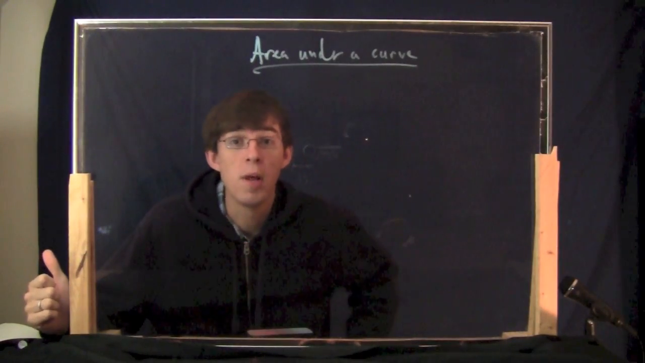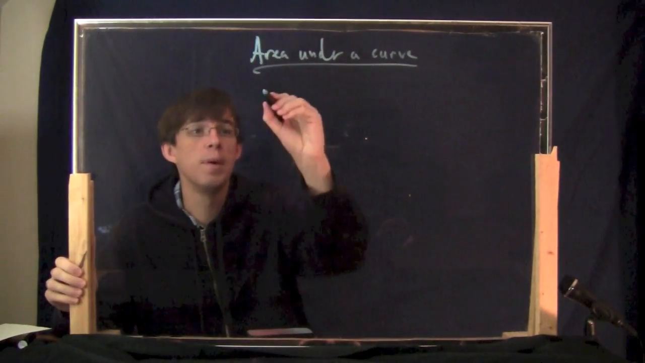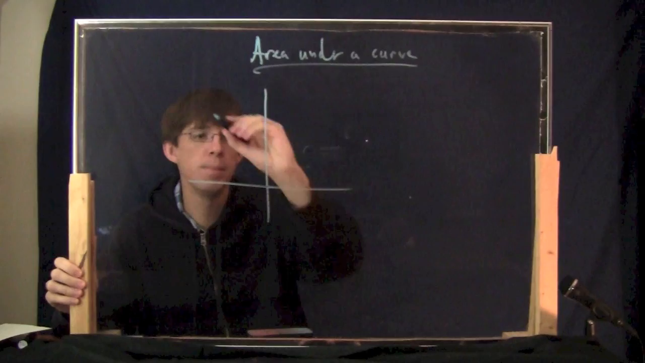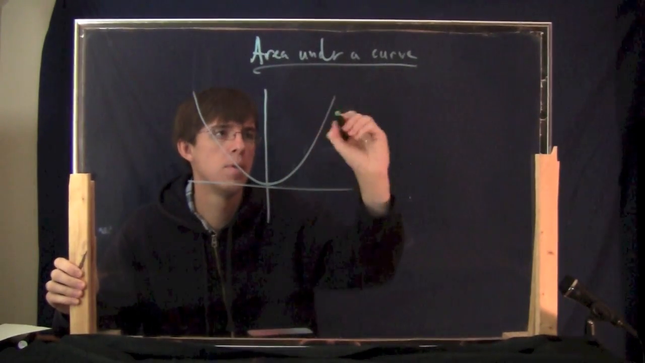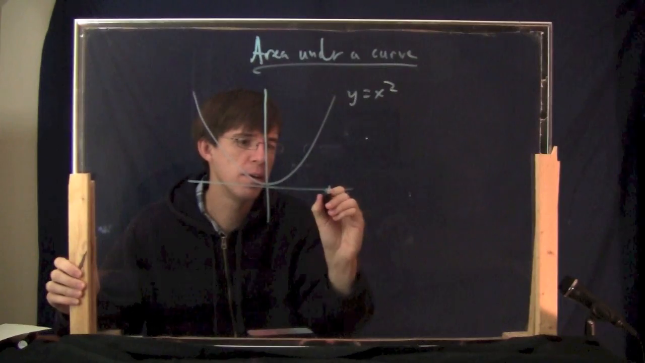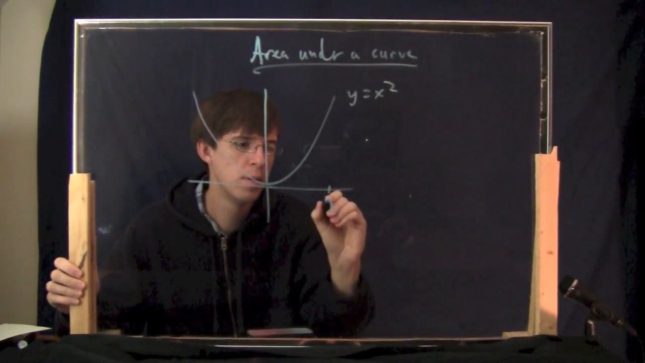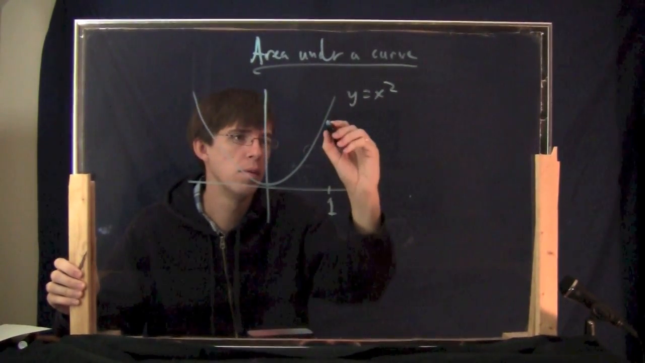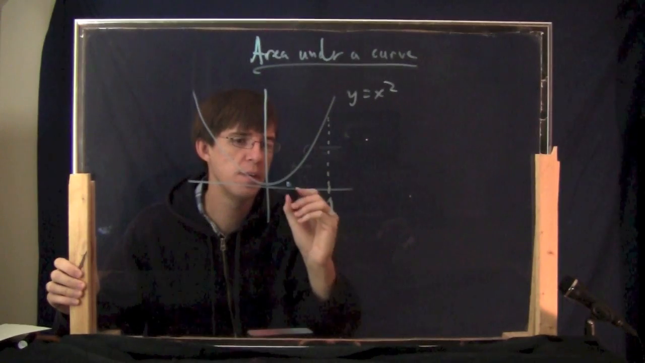Today we're going to talk about the area under a curve. I mean something like this. Here's my favorite example: y equals x squared. Let's take the area from here to here. Just this much of it. How about this?